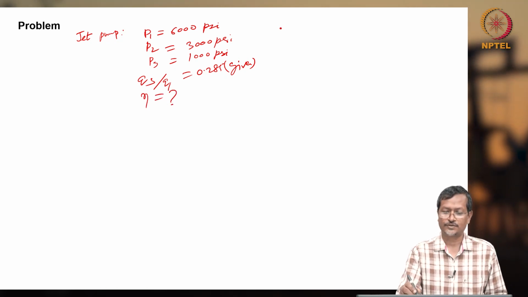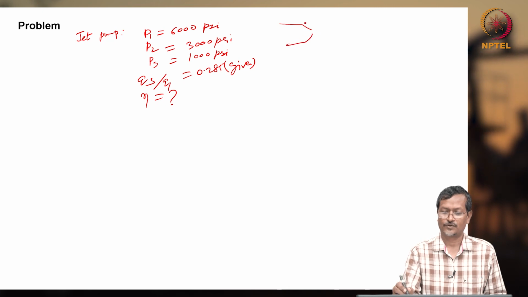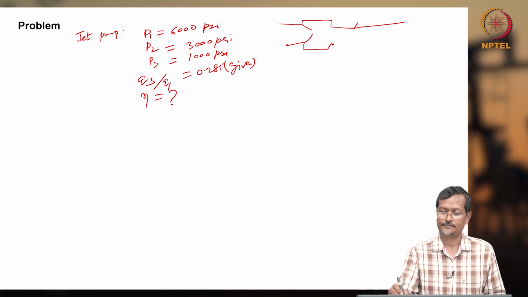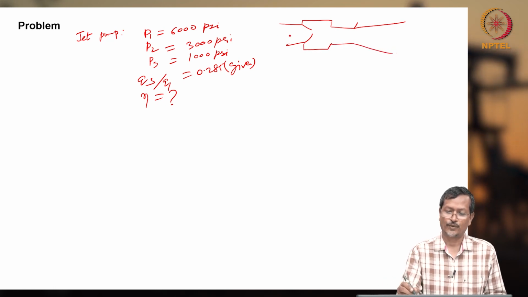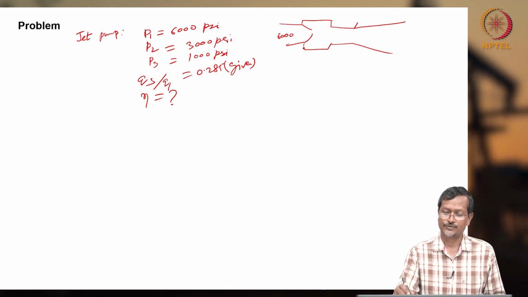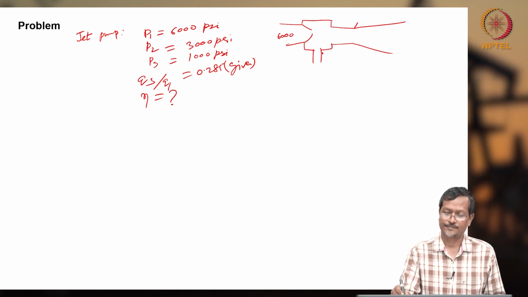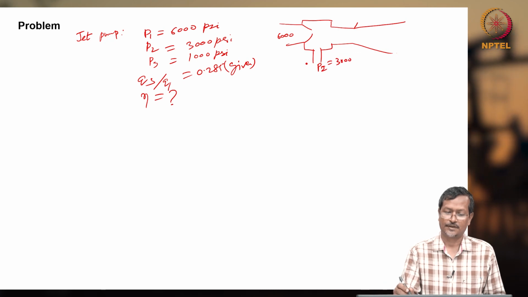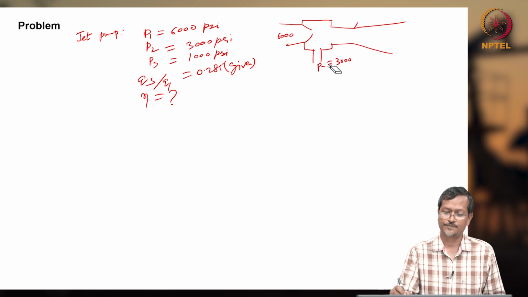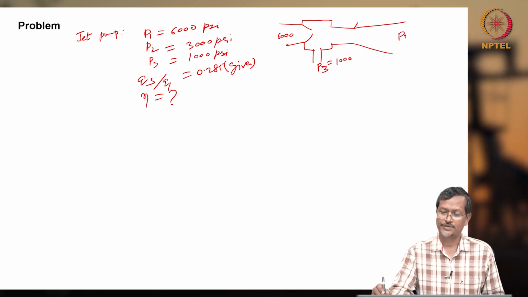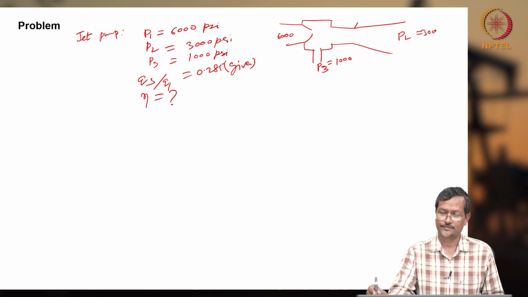How to calculate? First, you draw the figure. Nozzle, then P1 is given as 6000, and P2 will be somewhere here. Let's say I'll draw like this. P2 is here, 3000. No, this is P3. This is P3 equals 1000, P2 equals 3000.